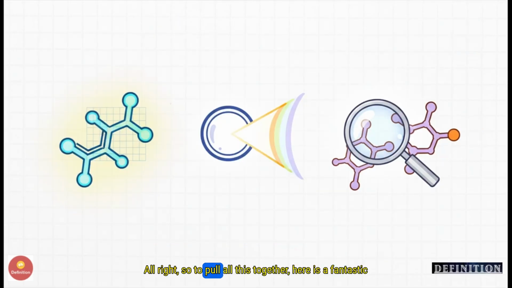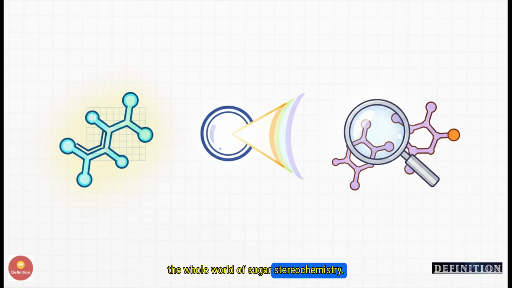All right, so to pull all this together, here's a fantastic little mnemonic to lock these ideas in your brain. Just remember this: D/L equals structure, plus/minus equals rotation, and epi, well, that means one carbon apart. If you can remember that, you've got the key to understanding the whole world of sugar stereochemistry.